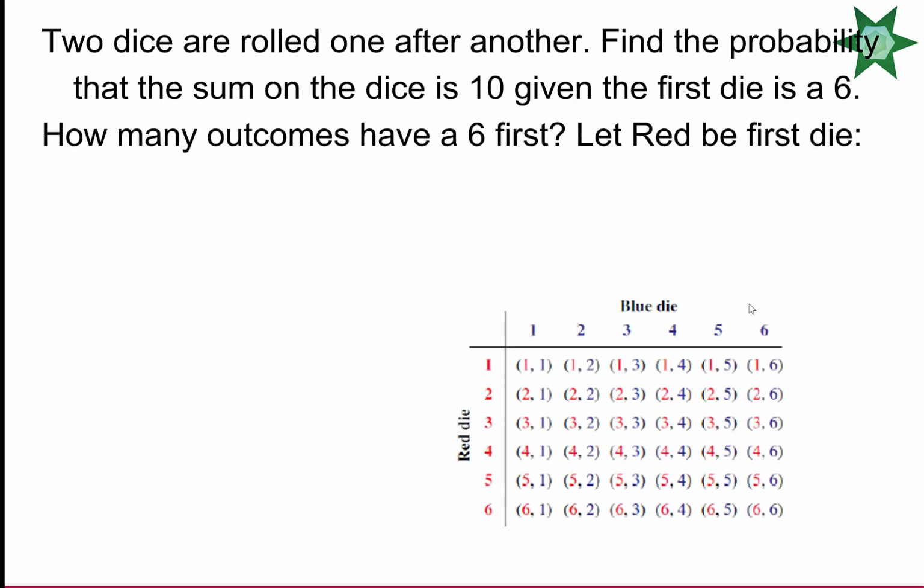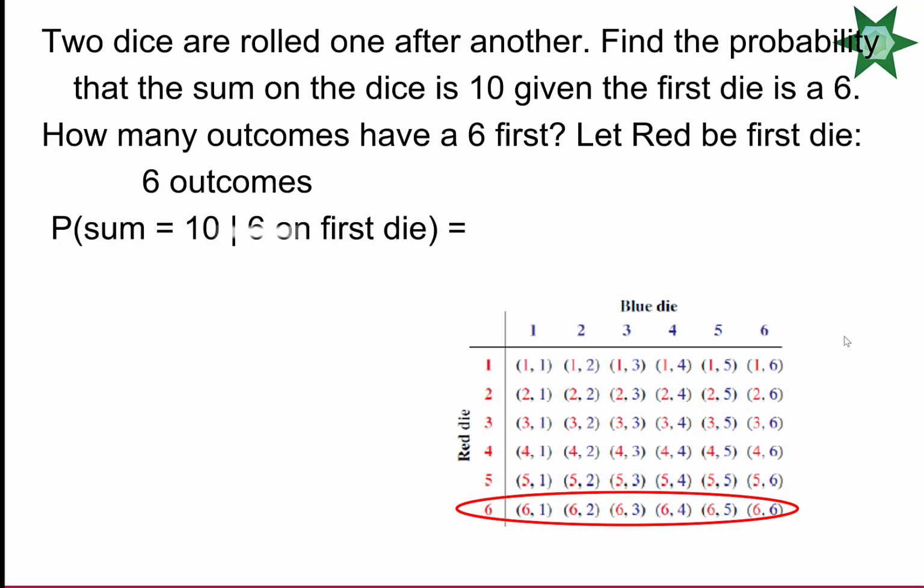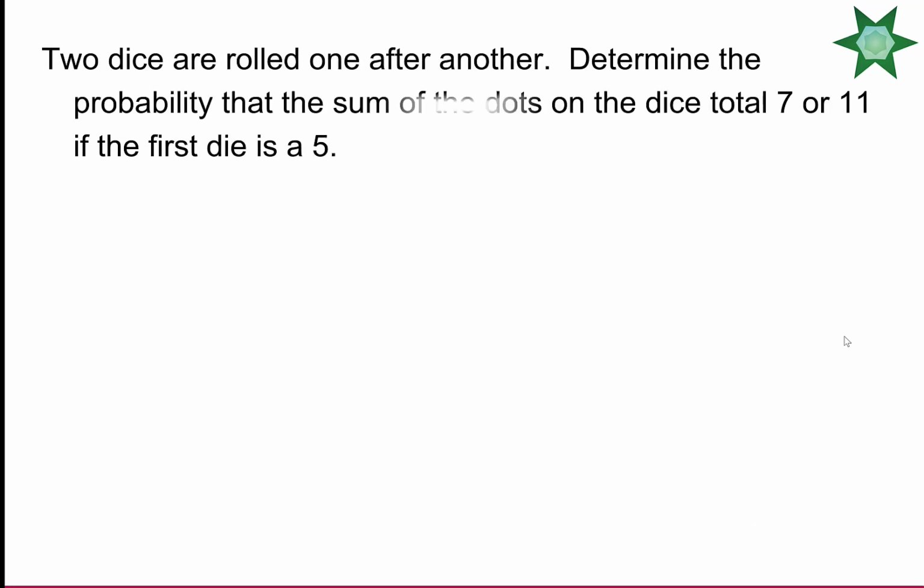And you do have a handout in the Unit 4 module in my courses that shows the deck of cards and also the rolling of the 2 dice here. So how many outcomes have a sum of 10, first of all, how many have a 6 first? So let's let the red die be the first die. So here's all the outcomes with a 6 first. And then how many of those have a sum of 10? And we see there's only 1, so this is 1 out of 6.